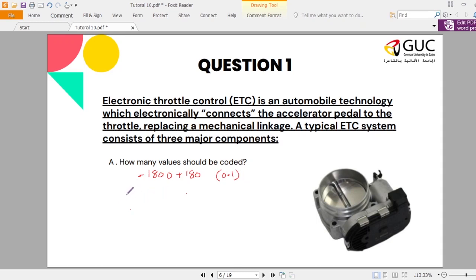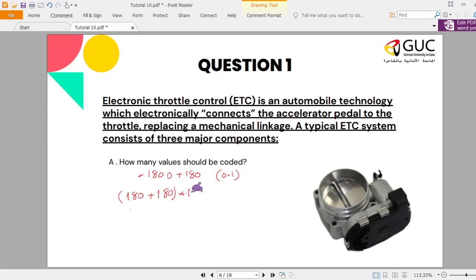So the total values which should be coded are the following. We will add up all these values together. We'll add the 180 in the negative spectrum plus the 180 in the positive spectrum, right?